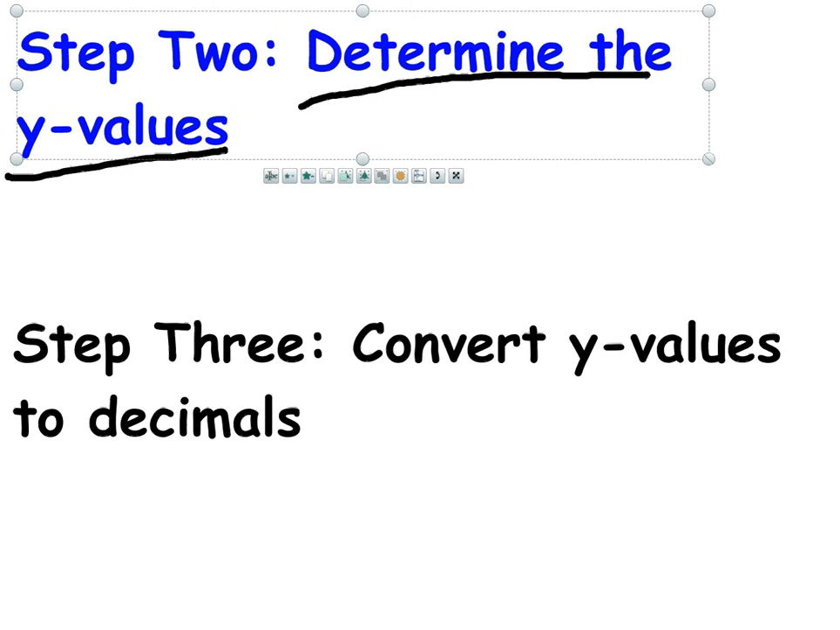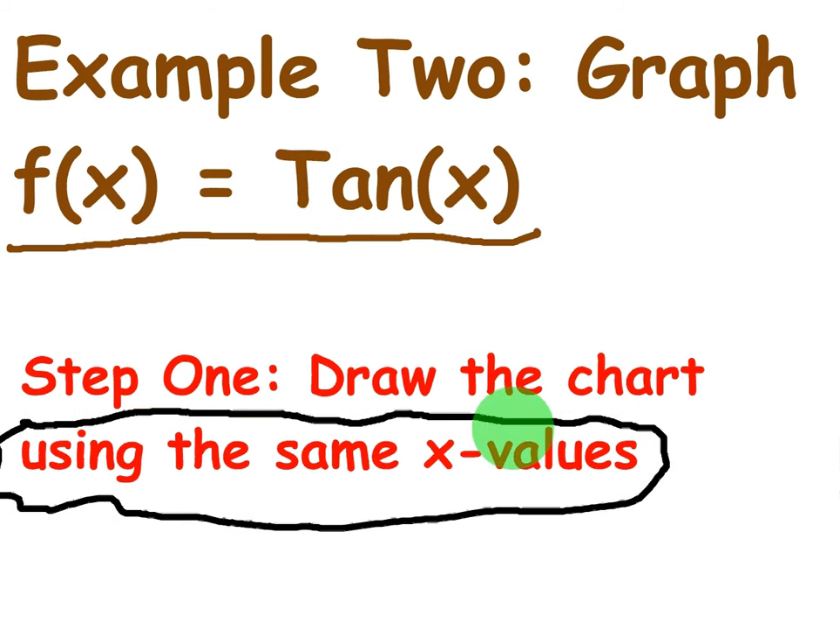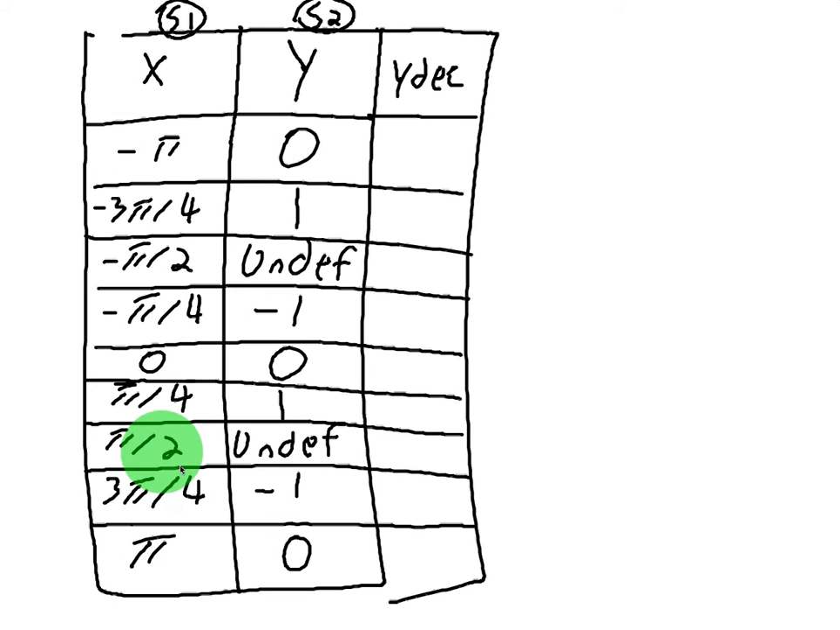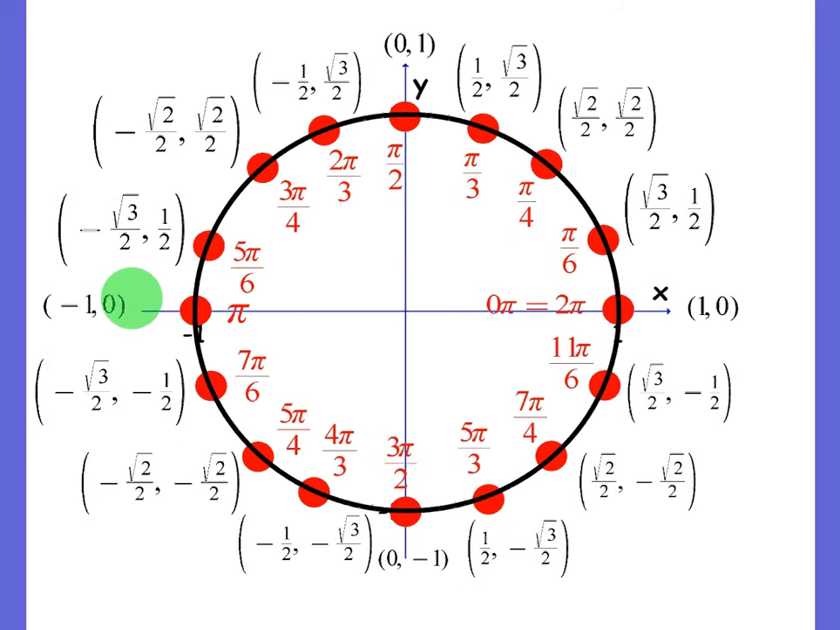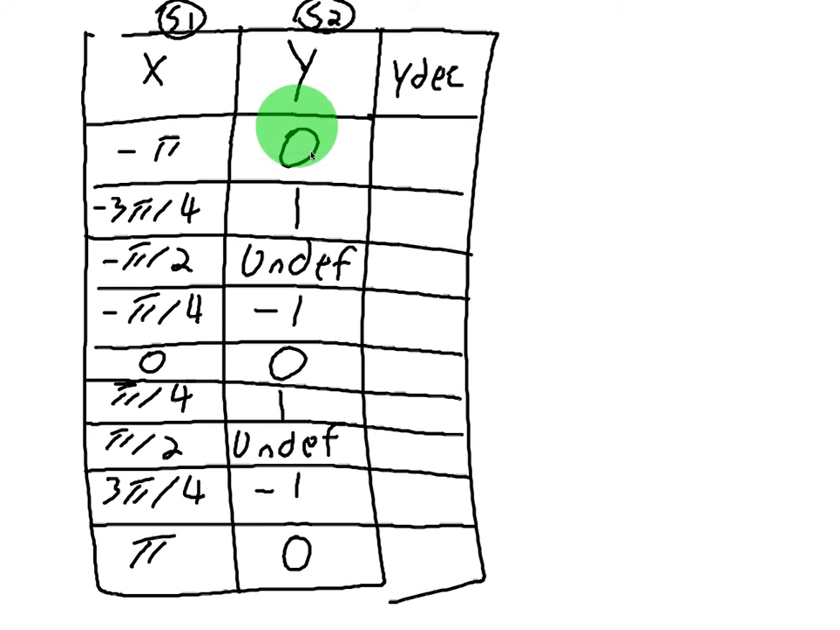So you're going to plug those x values into the trig function. In this case, we're using tangent of x, so we're plugging in the same x values that we used for sine. We're going to need to know the unit circle. So for example, what is tangent of negative pi? Well, if you look over here, it's y over x, which is 0 over negative 1. Therefore, you're going to get 0.